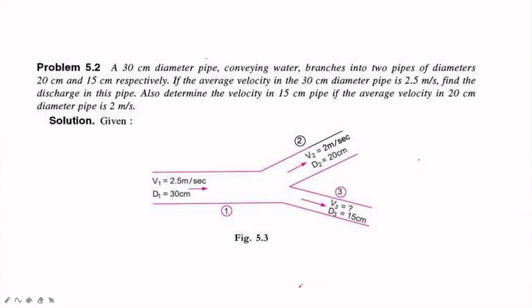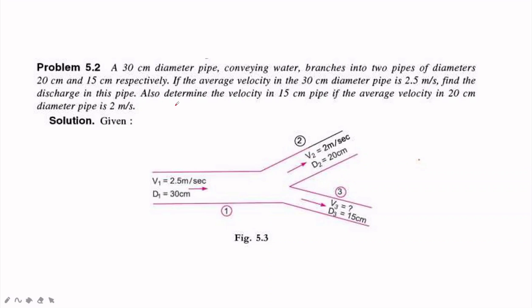Now see, a 30 centimeter diameter pipe conveying water branches into two pipes. The same pipe branches into two pipes, one of 20 centimeter and one of 15 centimeter. If the average velocity in the 30 centimeter diameter pipe, the mother pipe, the big pipe, is 2.5 meter per second, find the discharge in this pipe.